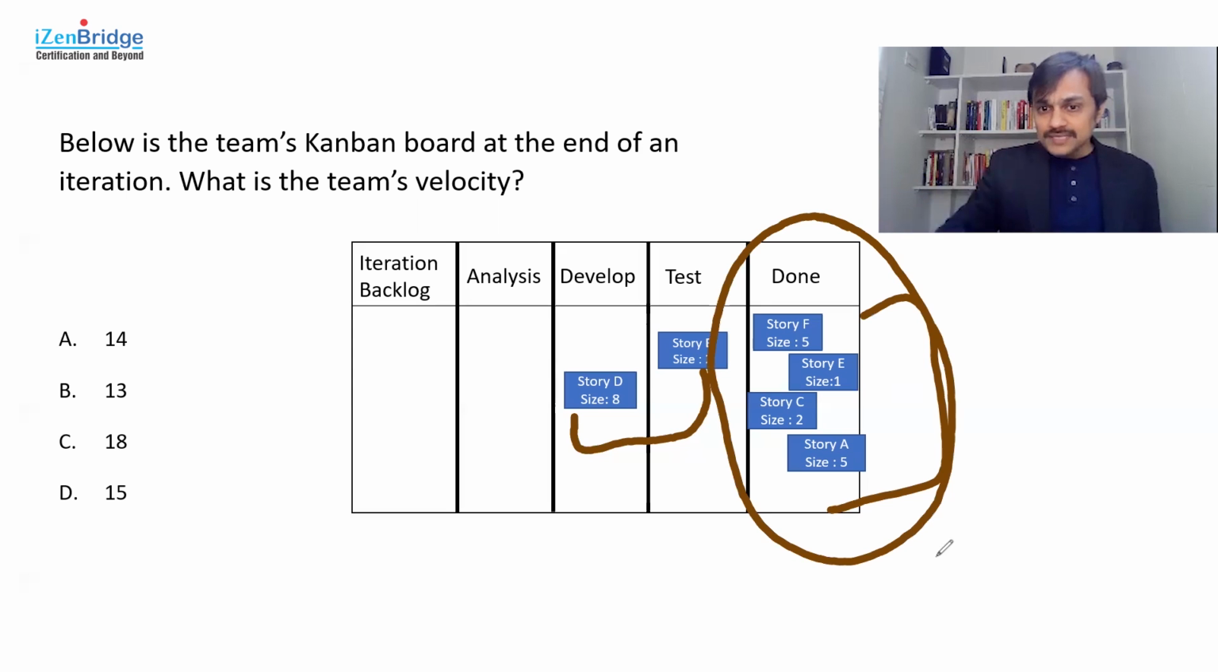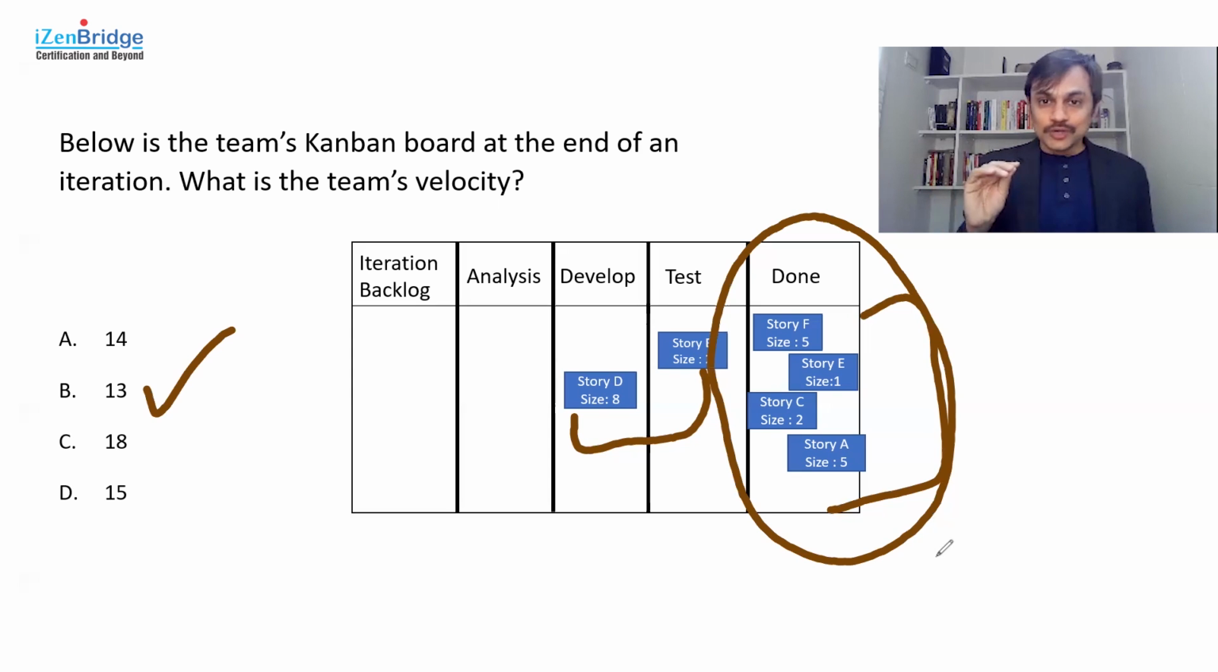So I need to just pick up the size of these 4 stories, 5 plus 1 plus 3, 1 plus 2 plus 5, which makes 13. And that's the answer, because ultimately the 13 points of work is the only work which got marked done. Other work is in progress. Now you may tend to think, I should take at least 1 point from the test, or I should take at least 50% from development. Please don't get into those traps.